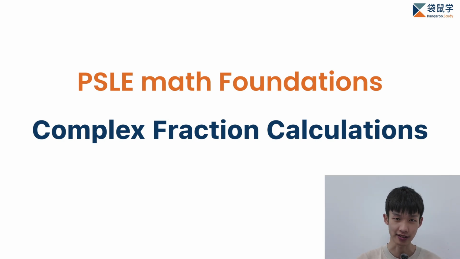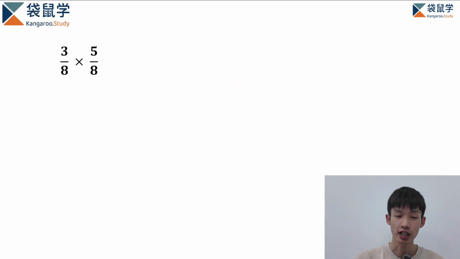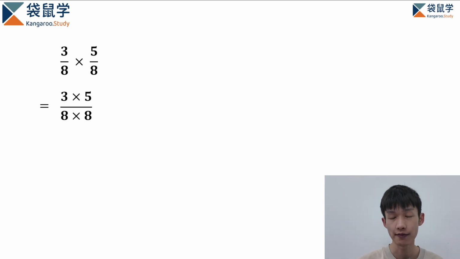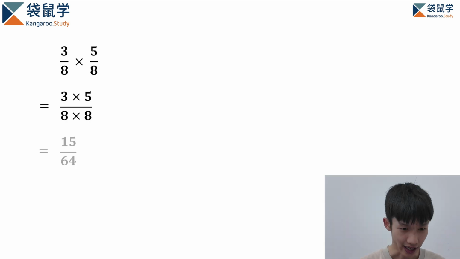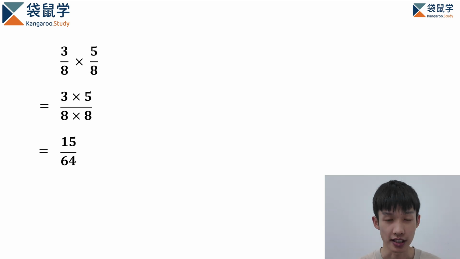We're going to cover complex fraction calculations. But before we do the complex ones, let's do a revision of fraction multiplication first. Starting off with a very simple one, which is 3 over 8 times 5 over 8. Tell me how to calculate this. Very good. You should multiply numerator with numerator and denominator with denominator. So we get 3 times 5 and 8 times 8. Next, we get the answer, which is 15 over 64.